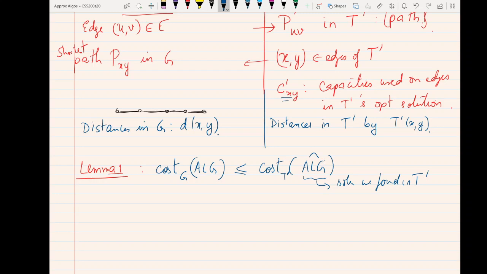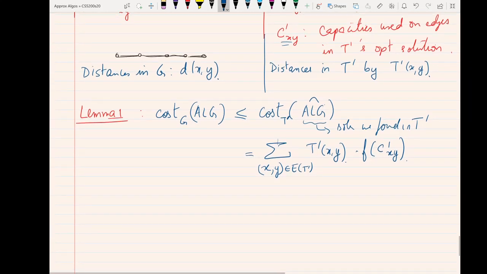And given that C prime xy's are the capacities that we needed to purchase, we can immediately write this as a summation over the edges. Right? You have T prime of xy times f of C prime xy. So this is by definition over here.